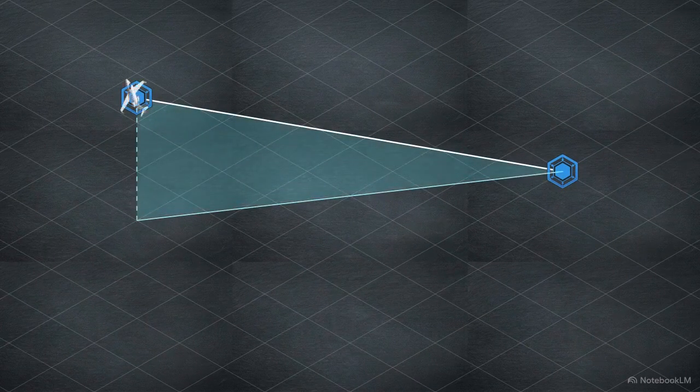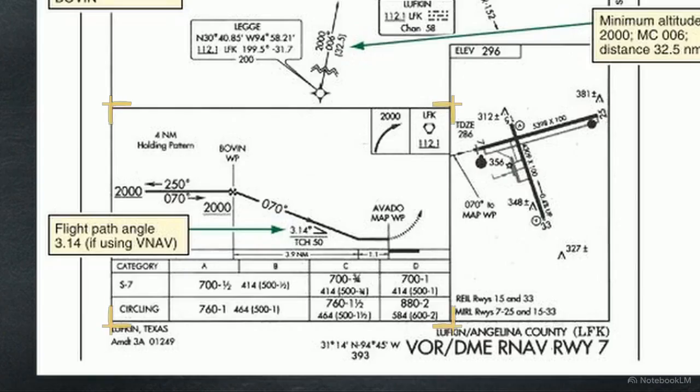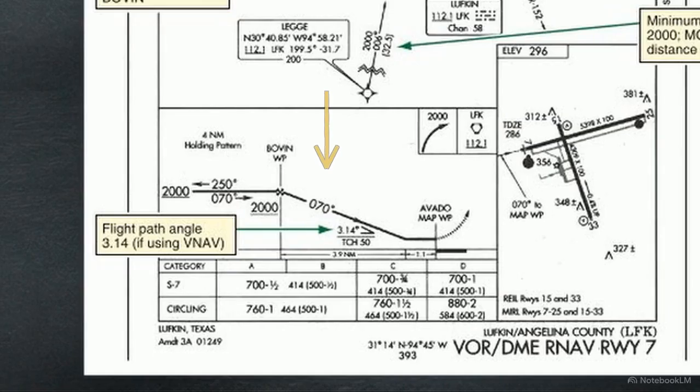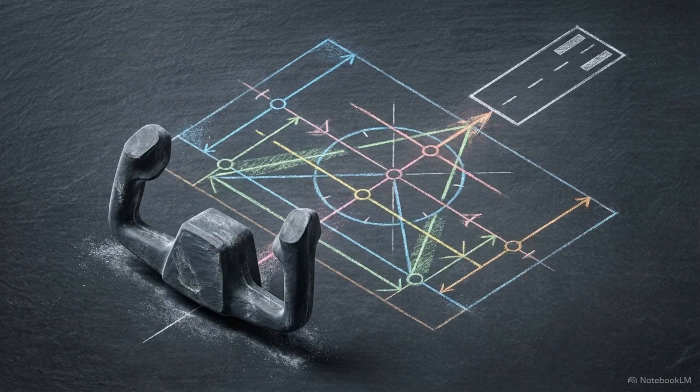Modern RNAV systems are not limited to calculating two-dimensional lateral paths. They introduce the third dimension to the cockpit through vertical navigation, or VNAV. This profile view at the bottom of the Lufkin chart shows how VNAV operates during an approach. It computes a specific rate of descent relative to the aircraft's ground speed between two waypoints, generating a smooth 3.14-degree flight path angle from Bovin down toward Avado. The system translates this mathematical calculation directly onto the cockpit's glide slope indicator. For the pilot, the instruments provide vertical guidance that closely mimics a traditional precision ILS approach.